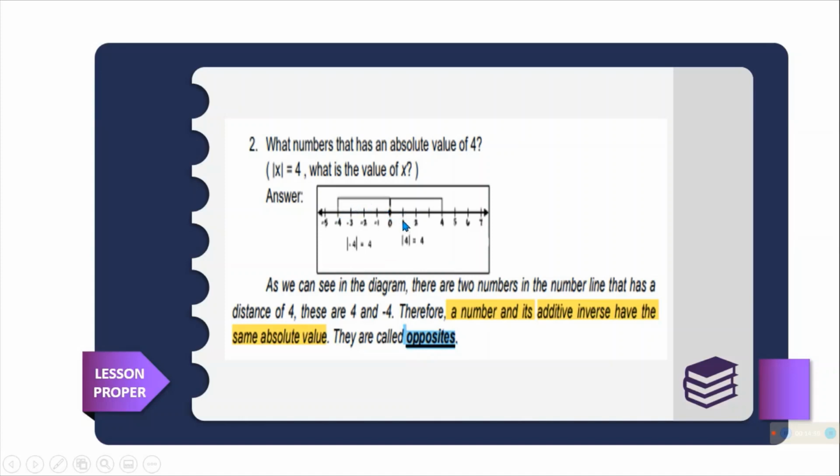We have the same thing. 1, 2, 3, 1, 2, 3. So the answer is positive 4 and negative 4. So a number and its additive inverse have the same absolute value. They are called opposite.